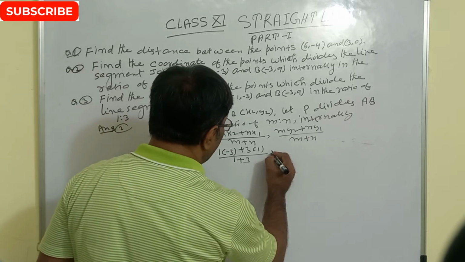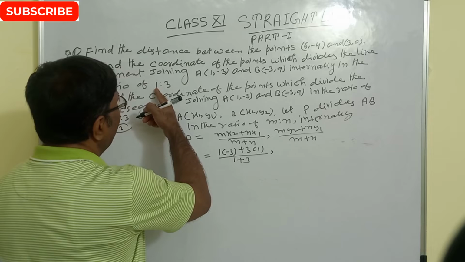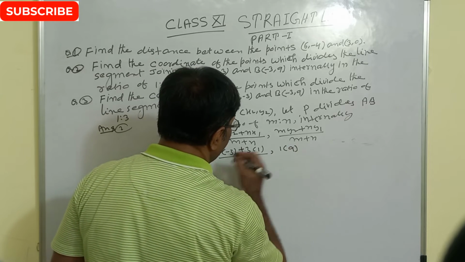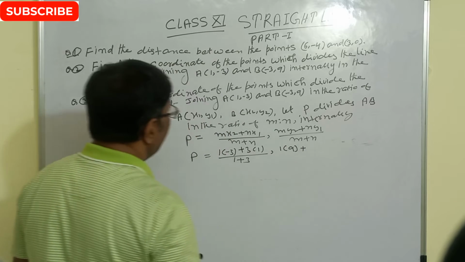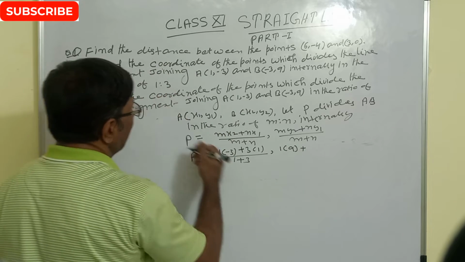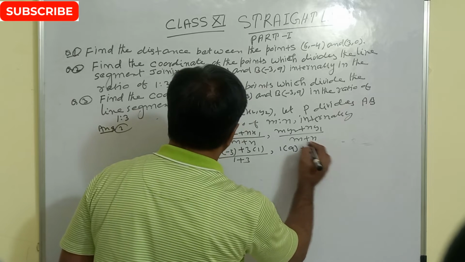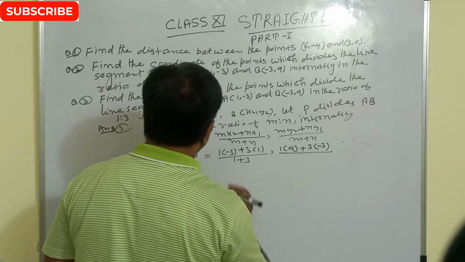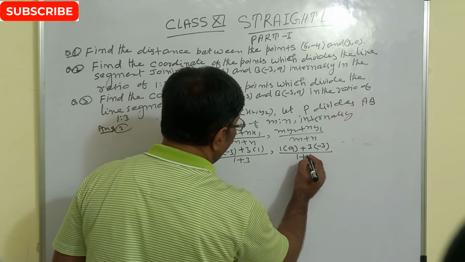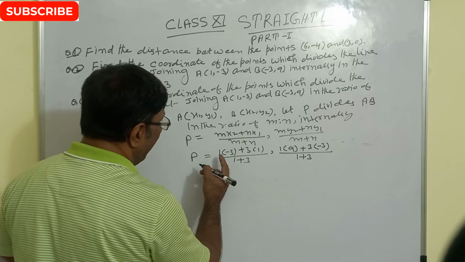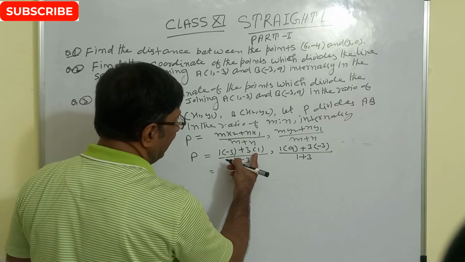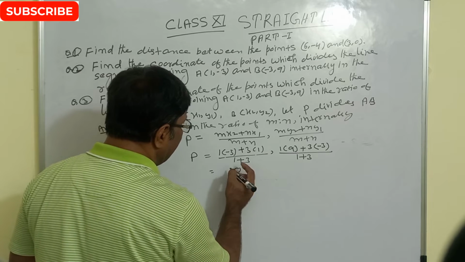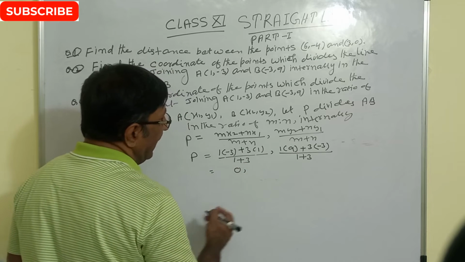Now, what is the y coordinate? Again, you see, m into y2, that is 1 into 9, plus n, which is 3, into y1, which is -3, divided by the sum of the ratio, that is 1 plus 3. So -3 plus 3 is 0, and 0 divided by anything is 0. Here, 9.